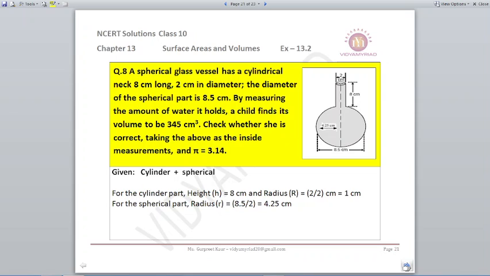Now looking at the figure, we can clearly come to know that the given shape is in cylinder and a spherical form. For the cylindrical part, height is given to us as 8 centimeters and radius comes out to be 1 centimeter as diameter is 2. Similarly, for the spherical part, radius is 8.5 divided by 2, which will be 4.25 centimeters.